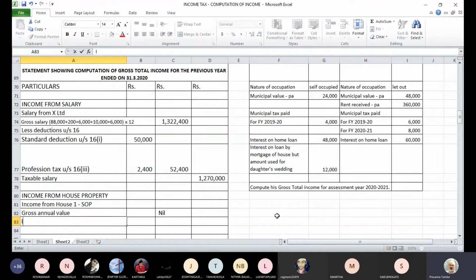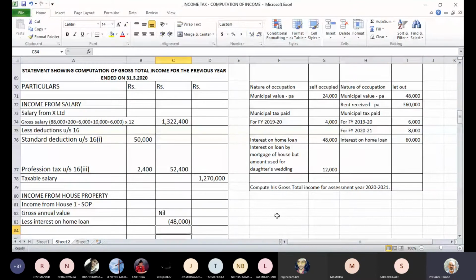So less: interest on home loan, this will be minus 48,000. Interest on home loan is 48,000 rupees.